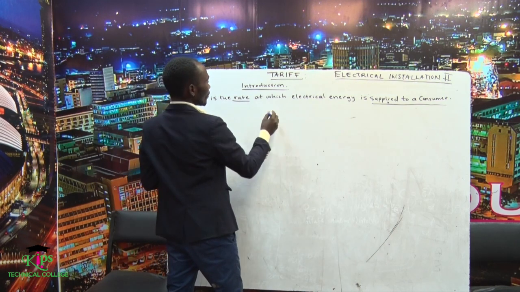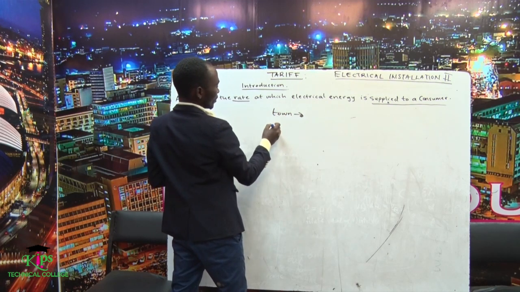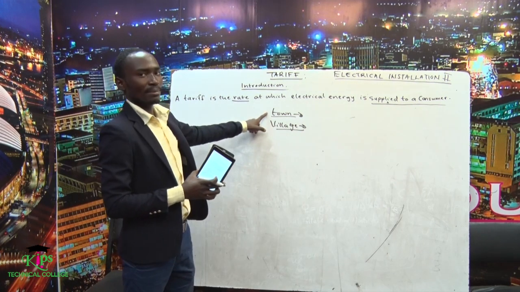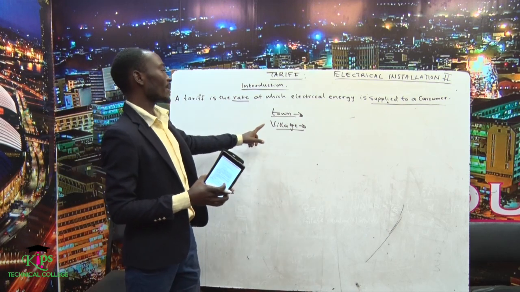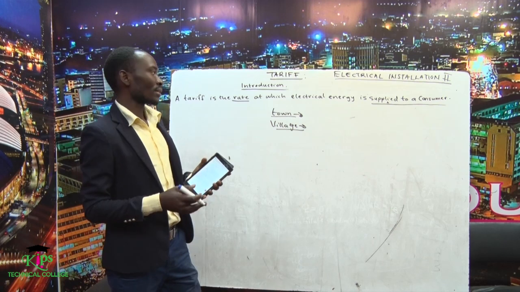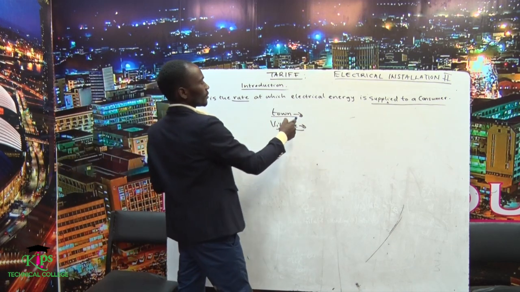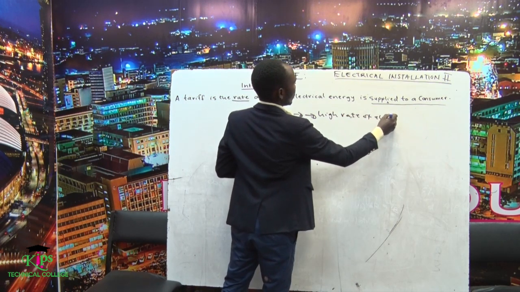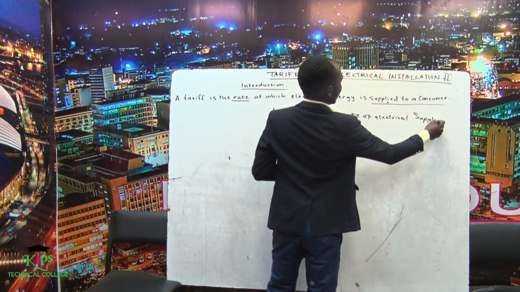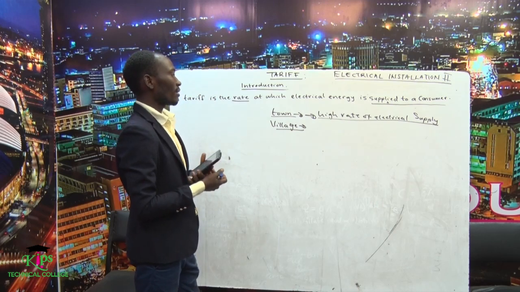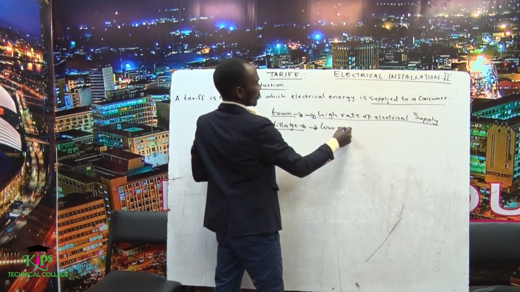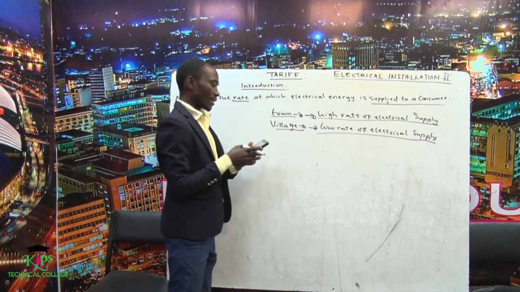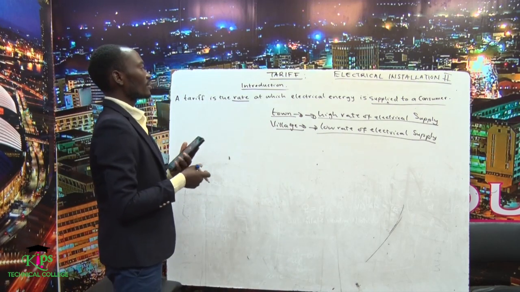It means that if we compare a town and a village, if you compare the rate at which electrical energy has been supplied to a town and the rate at which electrical energy has been supplied to a village, you will note that there is a greater difference. In a town, there is a high rate of electrical supply, while in a village, there is a low rate of electrical supply. So basically, that is what it means by a tariff.